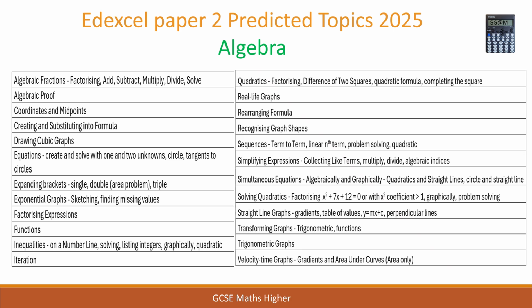So here are all the predicted topics that may come up on Paper 2 on the algebra section. You can see here, these are all the different algebra topics that could come up in the paper. This is what I predict will come up because they did not come up on Paper 1. So at some point these topics will come up.